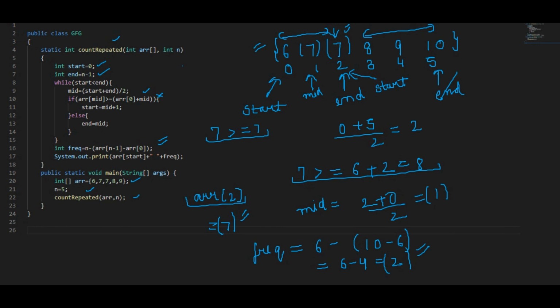So after that it will print array of start plus frequency. So array of start is 7 and our frequency is 2. So this will be our answer. Okay. This way we have to solve this question.